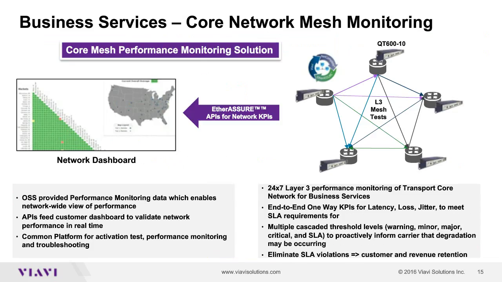So if we look at business services, and in this case, core network mesh monitoring, and we look at the technology that's been applied, effectively at the core elements in the Windstream network, the QT610 was deployed. This provided capability to do that activation testing, which I referred to earlier, and multi-service. So everything that's done today is multi-service.